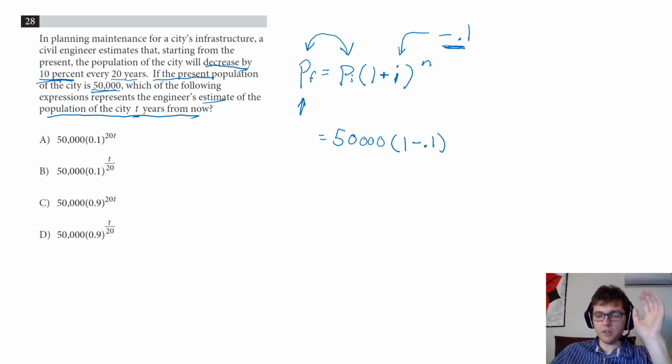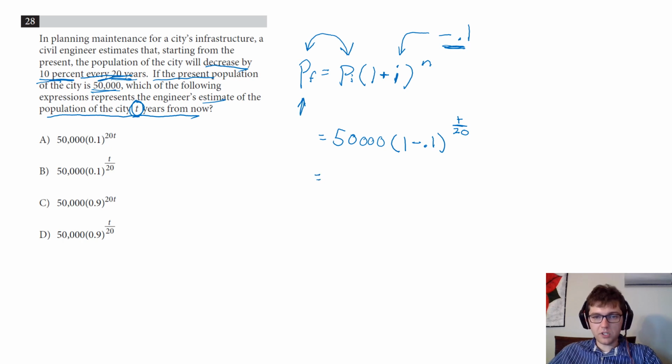And now N is very important. So N is the number of periods that we're interested in. And N in this case is every 20 years. So it's not that we're decreasing 10% every year, we're decreasing 10% every 20 years, which means that in terms of t, where t is in years, we have to divide that by 20 because N would be one cycle. So in this case, one cycle is 20 years, or said another way, 1 year represents 1/20th of a cycle, right? So that's why you have t divided by 20 in your final equation.